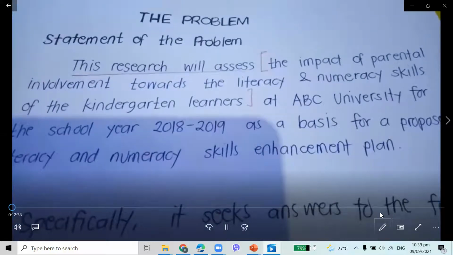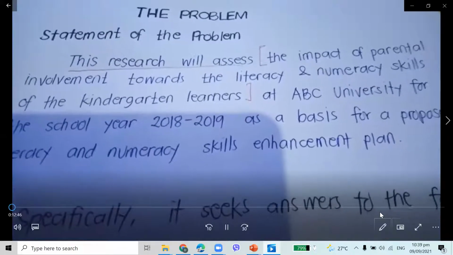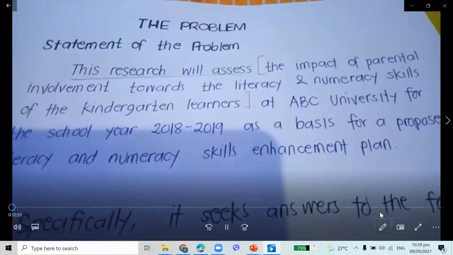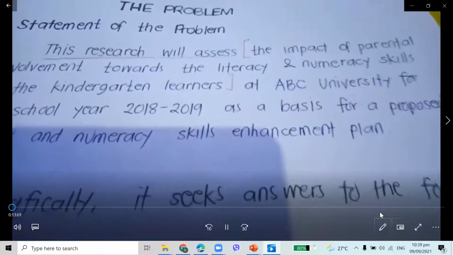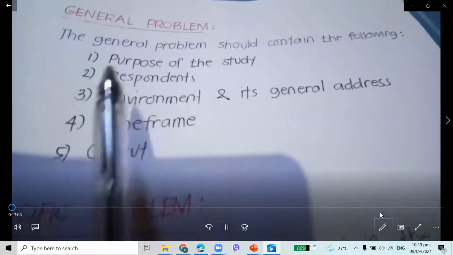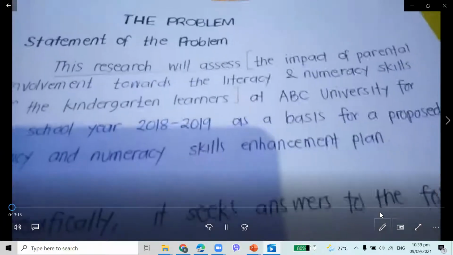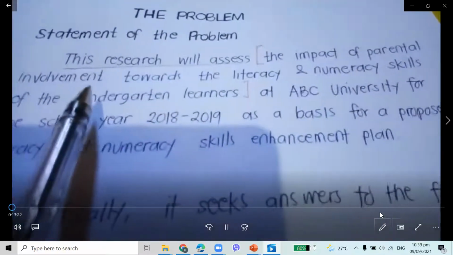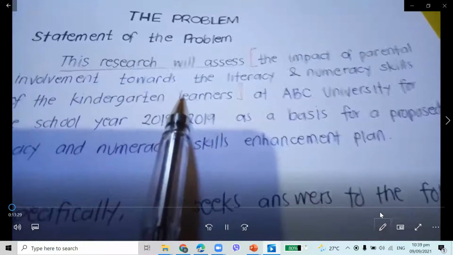So we have there, this research will assess the impact of parental involvement towards literacy and numeracy skills of the kindergarten learners at ABC University for the school year 2018-2019 as a basis for a proposed literacy and numeracy skills enhancement plan. Now, going back to the general statement of the problem, take note that it should contain the purpose of the study. In this case, the purpose of our study is to assess the impact of parental involvement towards the literacy and numeracy skills of the kindergarten learners. That is the purpose of our study.